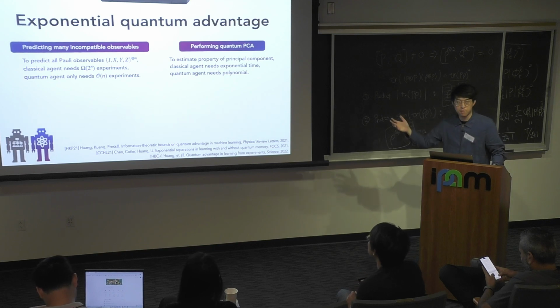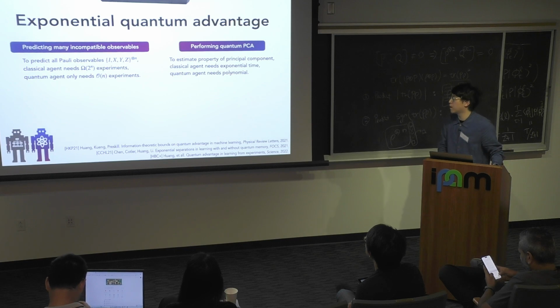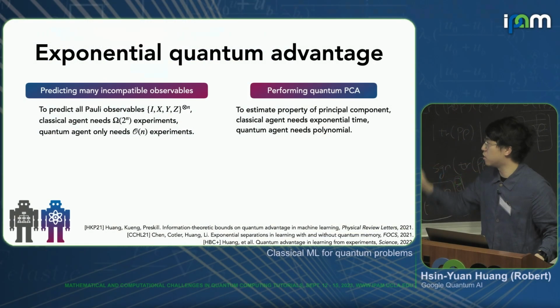So in addition to estimating incompatible observables, one can also prove an exponential quantum advantage for performing, say, quantum principal component analysis. This part has some interesting backstory. The quantum PCA algorithm was already known about 10 years ago. Seth Lloyd, Masoud Mohseni, and Patrick Rebentrost have this nice paper. And some aspect of it is dequantized.